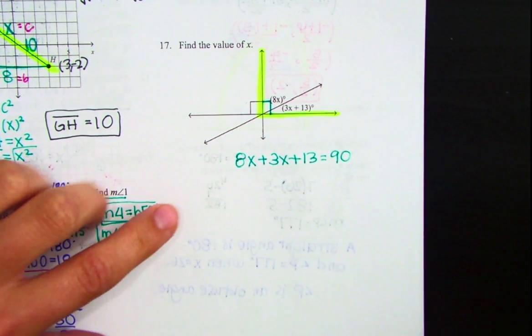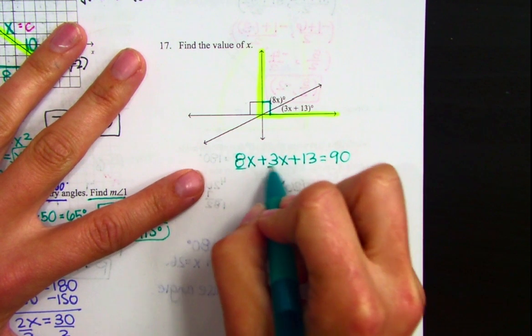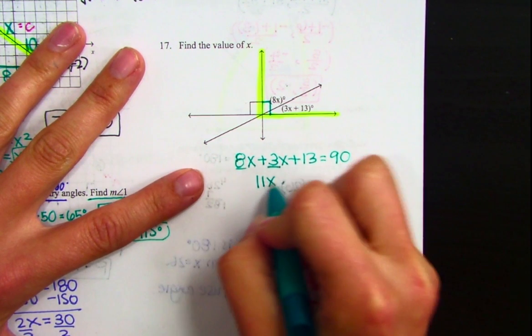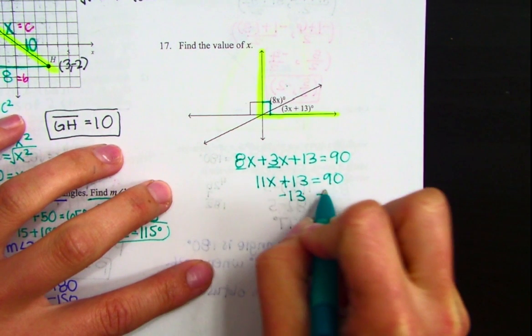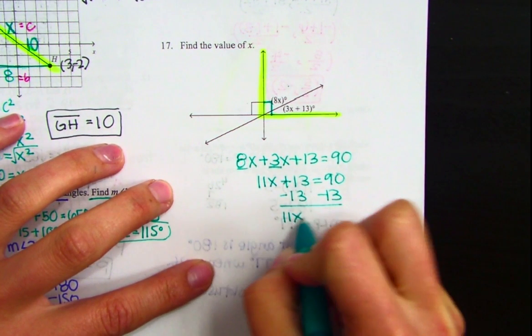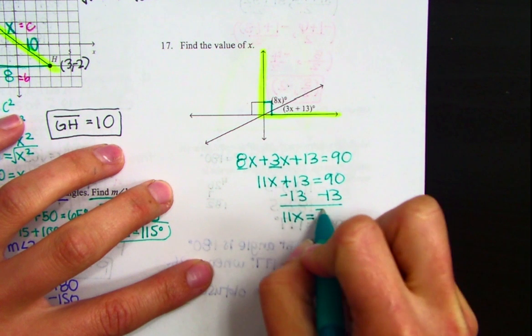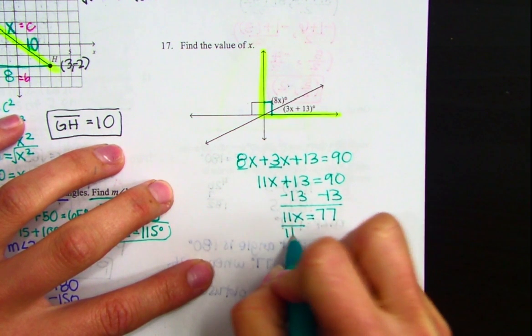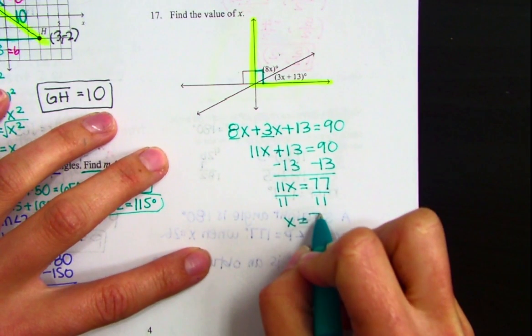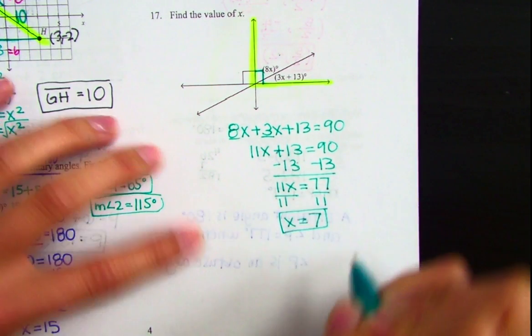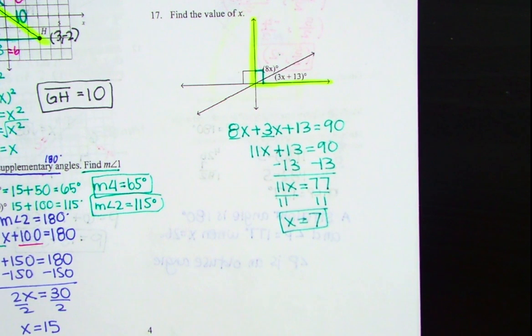So again, I'm going to combine like terms and solve. 8x plus 3x is 11x. Then I'm going to subtract 13. 11x is equal to 77. Divide by 11. 77 divided by 11, I get x equals 7. And I'm done. They just wanted me to find the value of x.